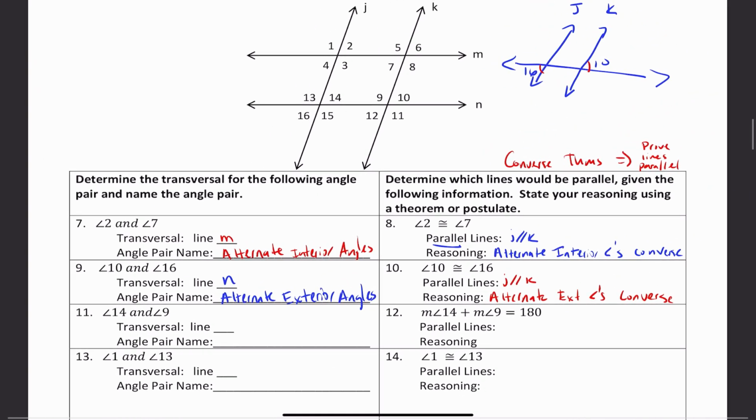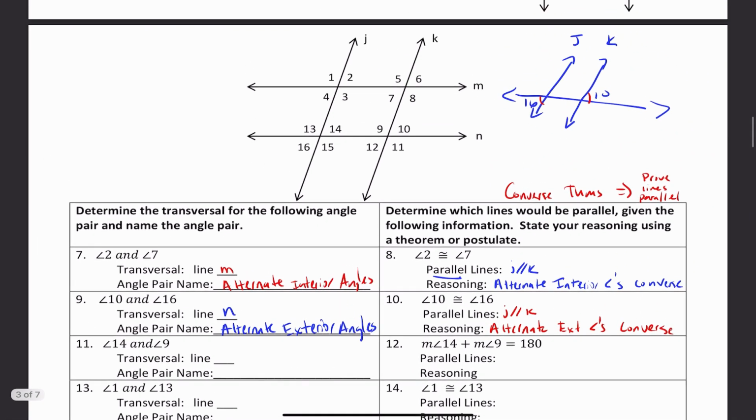So that's how you do that. And now let's go ahead and take a look at number 11. Angles 14 and 9. Sorry, that's not 19, that's a 9. 14 is part of this line, 9 is part of that line. 14 and 9 share this particular transversal, so let's go ahead and draw it so we can see it.